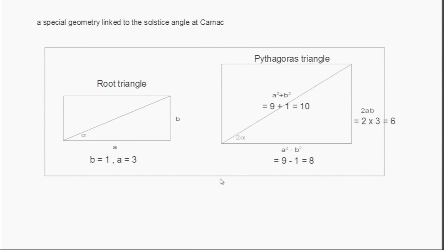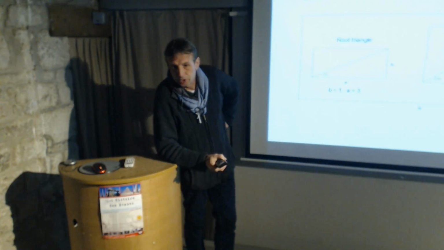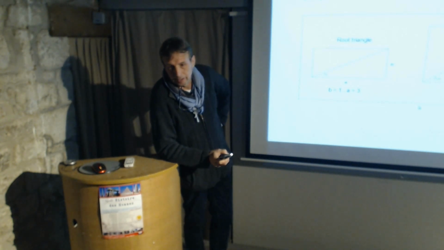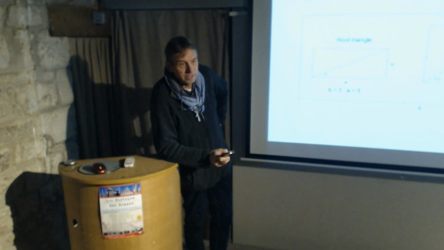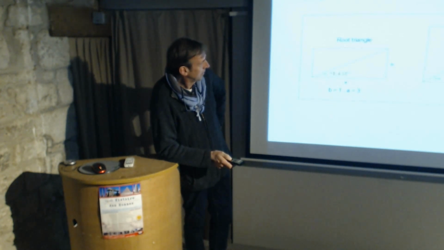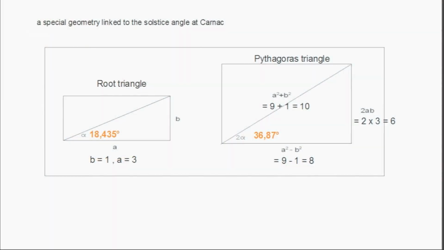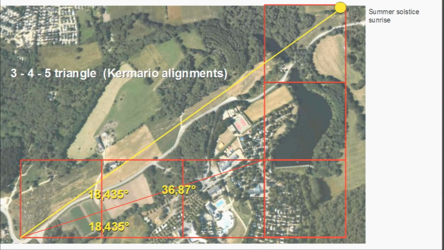Now what I'm going to show you later is that the Egyptians used exactly the same thing here to situate the Giza plateau. Exactly the same principle. That's the angle, 18.435 degrees and 36.87 degrees. It's exactly the double.